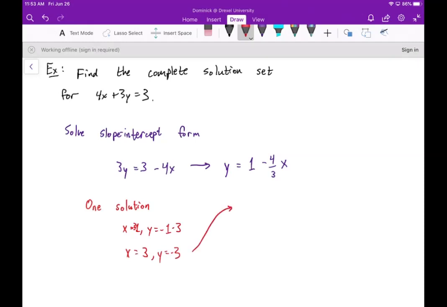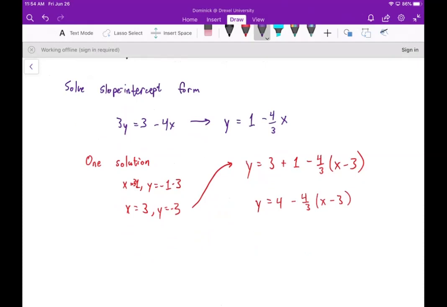So now if we incorporate this and put it into point-slope form, we're going to get y is equal to a positive 3 once we move it over, plus 1, and then minus 4 over 3 times x minus 3. All right, so we get y is equal to 4 minus 4 over 3 times x minus 3.